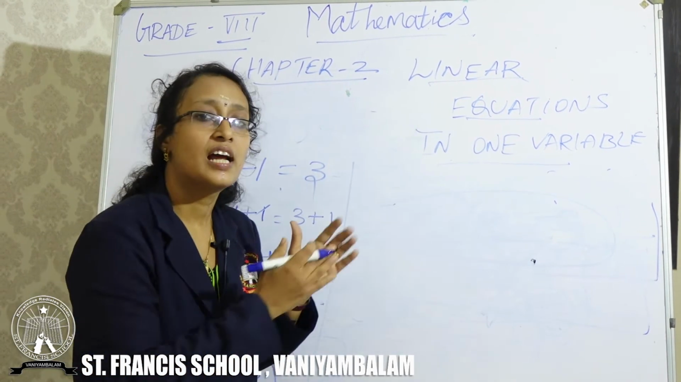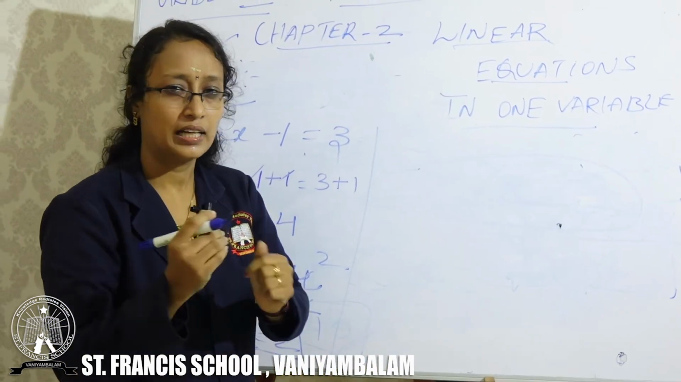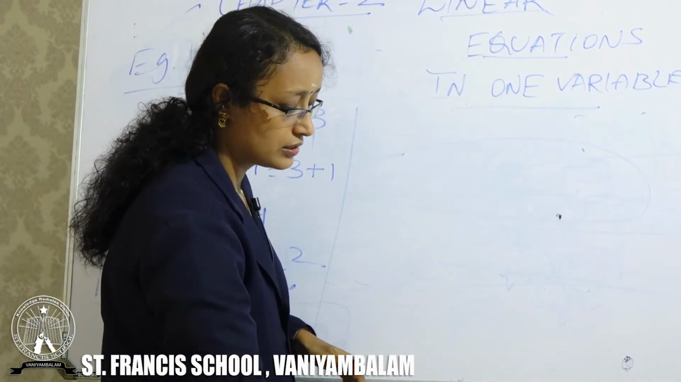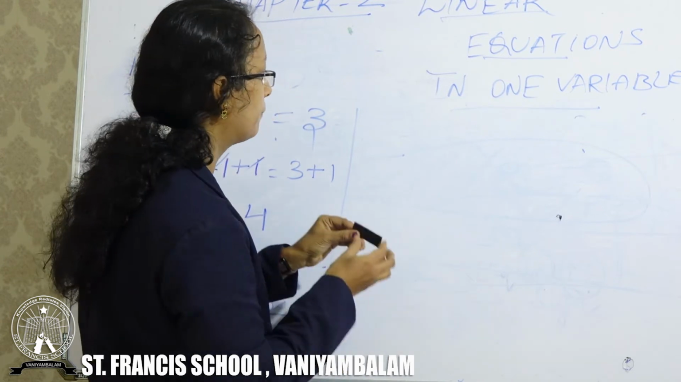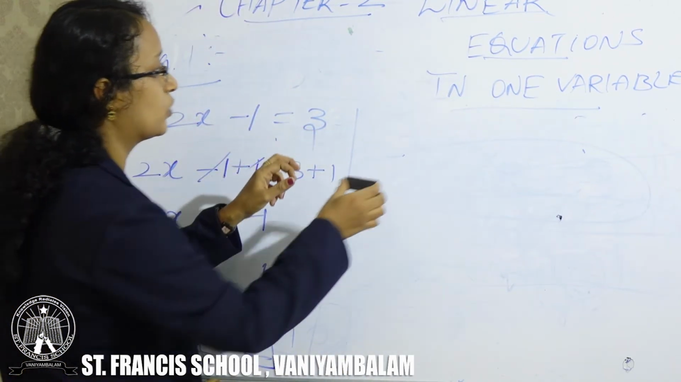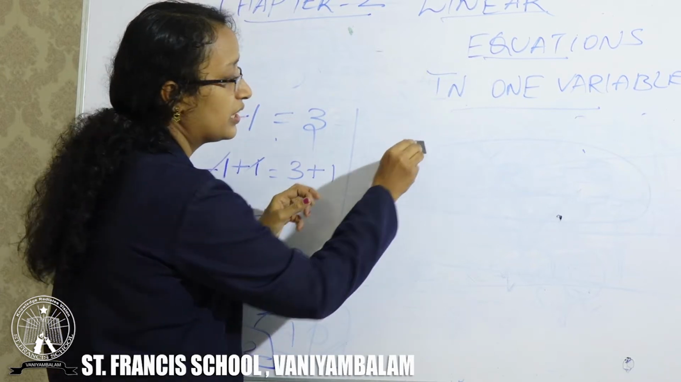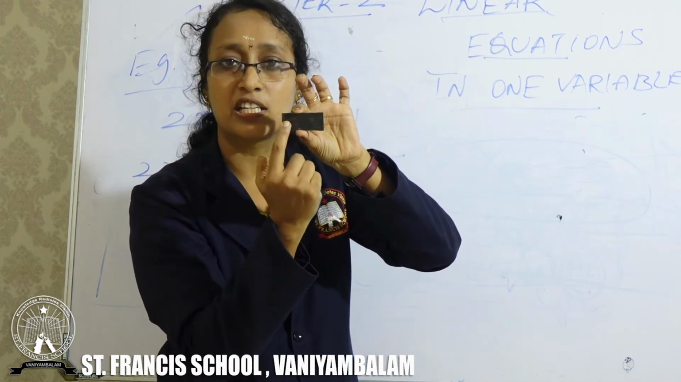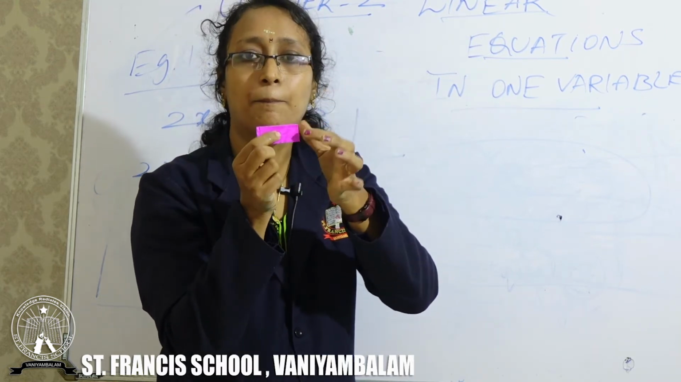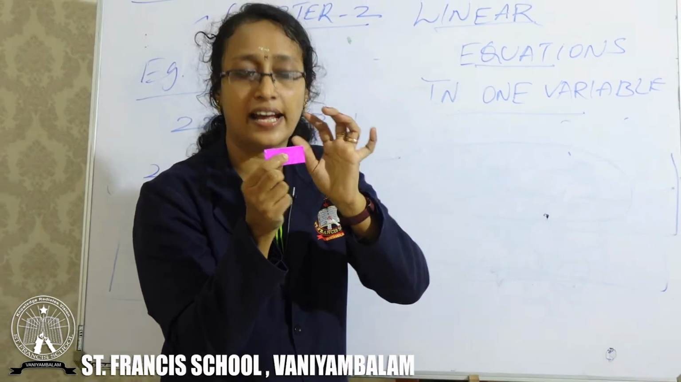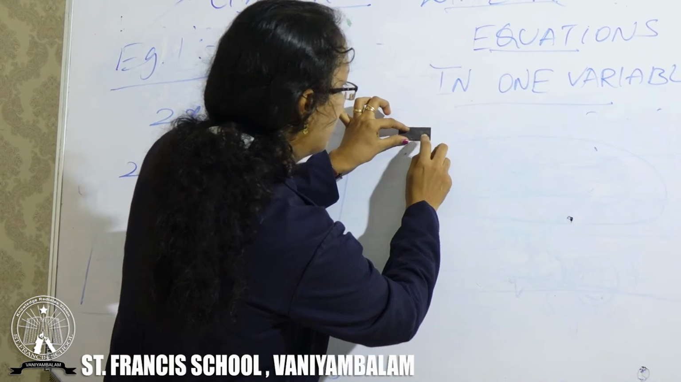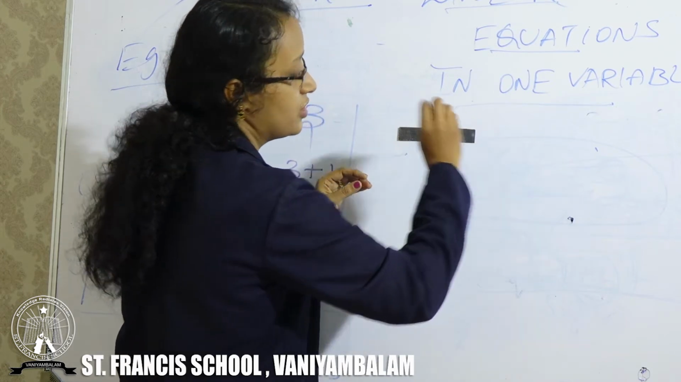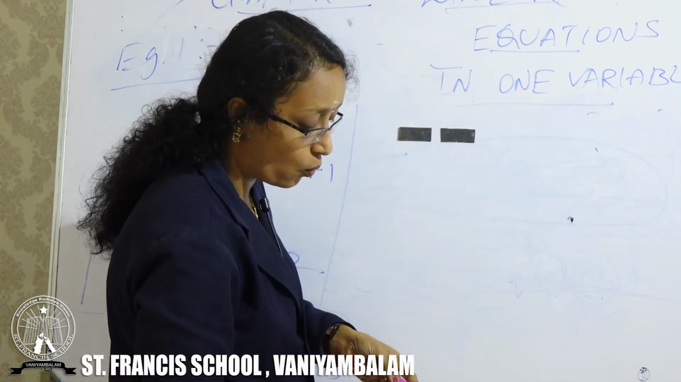Got it? Shall we do this using tiles? I'll give you one experiment using tiles. Same 2x. Just listen. You have tiles here. 2x minus 1 is equal to 3. So, here this black color indicates x, positive x, and this pink color indicates negative x. So, 1 x and 1 more x, right? Next, minus 1.